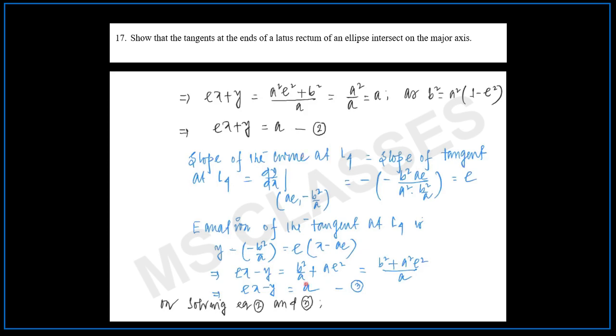So we get here x equals a by e. Just if we add these two equations, we get twice ex equal to twice a, so x is a by e. And once we substitute the value of x in equation 2 or 3, if we substitute into 2 also, ex will be equal to a, so y will be a minus a, that's 0. So from here we get y equal to 0. So definitely the two tangents intersect at the point a comma 0.